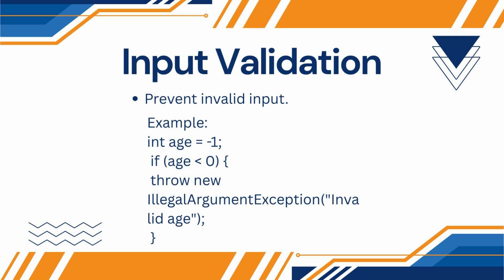Since age cannot be negative, the program checks whether the value is less than 0. If the condition is true, an IllegalArgumentException is thrown with the message "invalid age." This prevents incorrect data from entering the system and helps maintain the accuracy and reliability of the application.